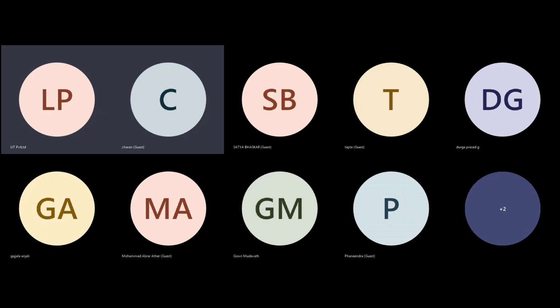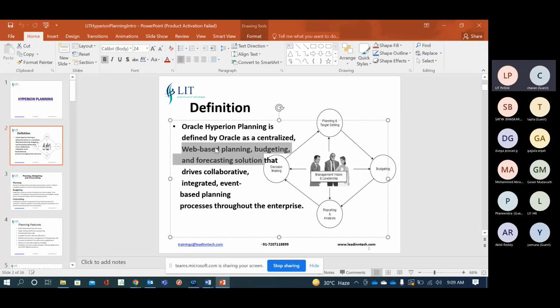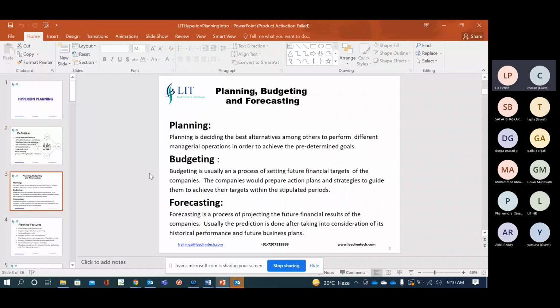Forecasting solution. Web based in the sense you can access it through the web wherever you are. So what are the steps? You're going to do planning and target settings, budget investment, reporting analysis, and finally decision making. These are like a single interface where you can see all the data of the business. Okay. So generally speaking, what is planning?